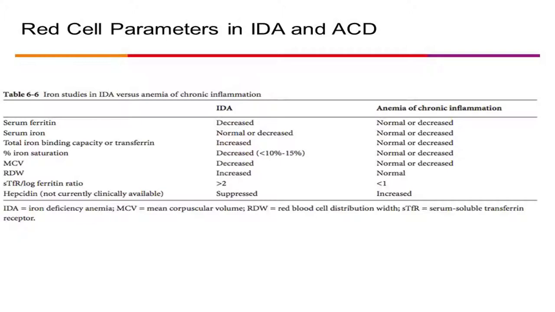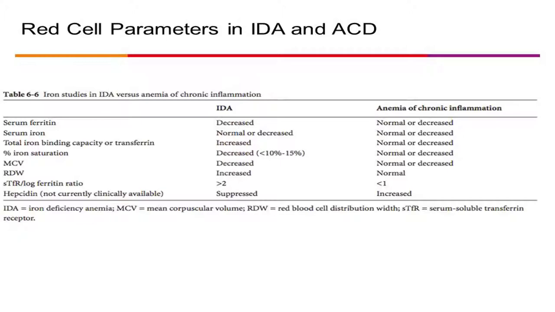The serum iron would be decreased in iron deficiency, of course, but in anemia of chronic inflammation, it can be normal or even decreased because we have a decrease in the circulating iron as well. The total iron binding capacity is increased in iron deficiency anemia, but it's normal to decreased in anemia of chronic inflammation. And the transferrin saturation is decreased in iron deficiency anemia, but can even be normal in anemia of chronic inflammation. The MCV is most of the time decreased in severe iron deficiency anemia, but in anemia of chronic inflammation, most of the time it is normal. Rarely we can see a decreased MCV. All right? And of course, the RDW will be high in iron deficiency anemia.